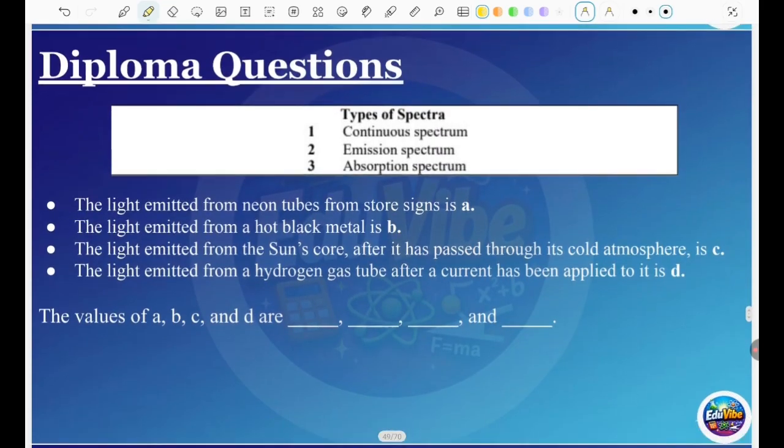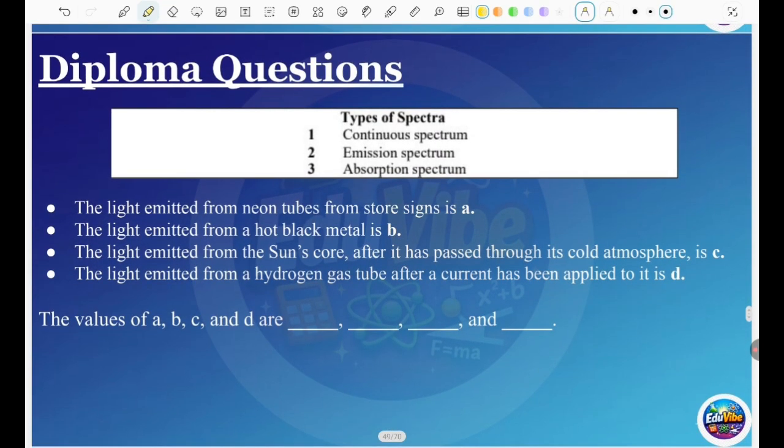So next question we have. This is from the atomic spectra, which is done by the Bohr model. The Bohr model covers three things: the continuous spectrum, emission spectrum, and the absorption spectrum. And we have four situations, and we have to say for each which one it is: continuous, emission, or absorption.